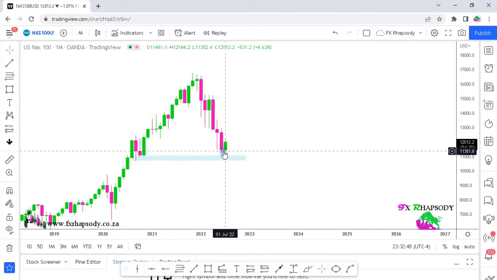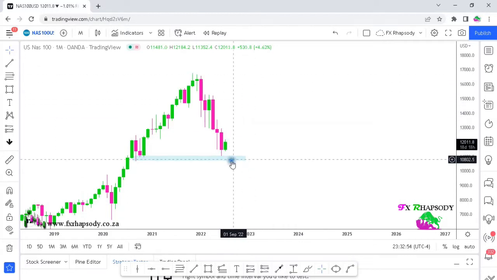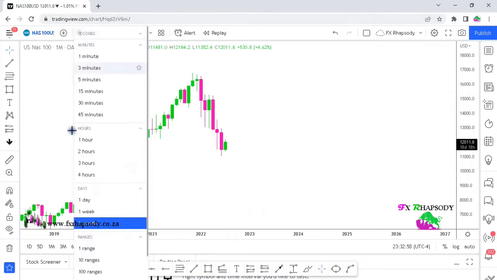And now what is going to happen on the monthly time frame? Does it look like it's going to start turning back up again? Time will tell. Or will Nasdaq drop even further?